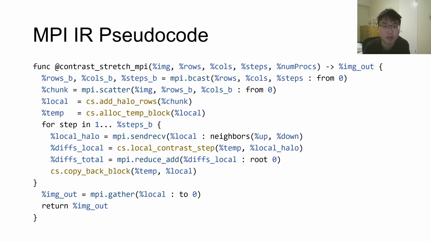In cs.copyback, each rank copies its updated pixels from the temporary block back into its local image block. After all steps finish, a simple MPI gather image operation collects the local blocks back to rank 0 to form the final contrast stretched image, which is then written to the final output on the disk.